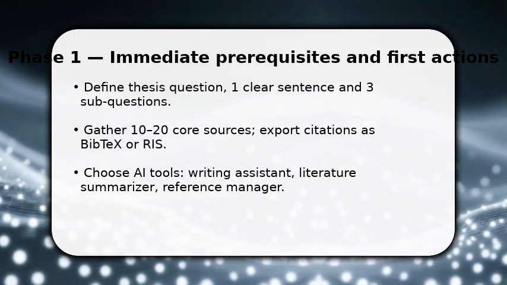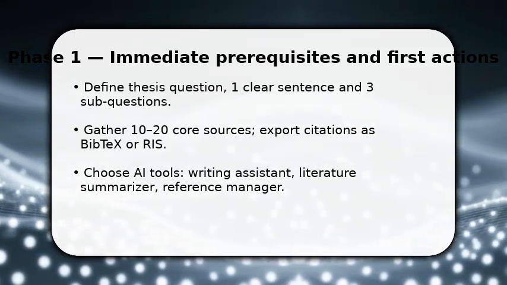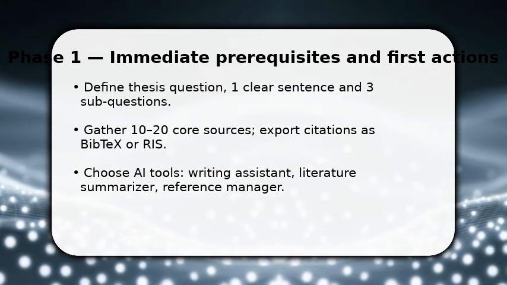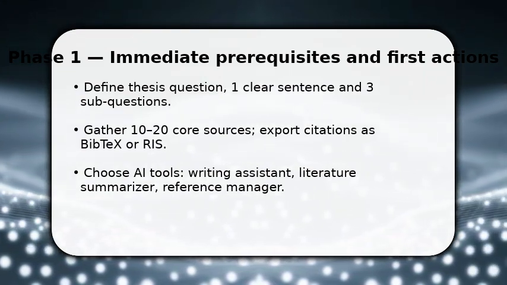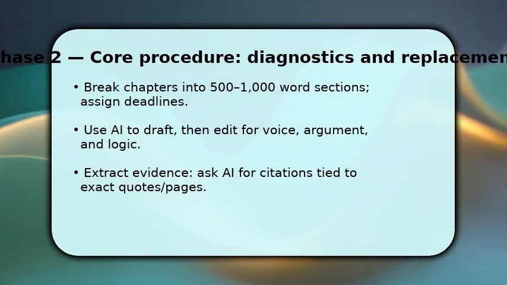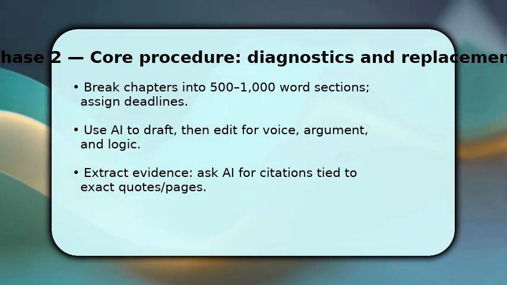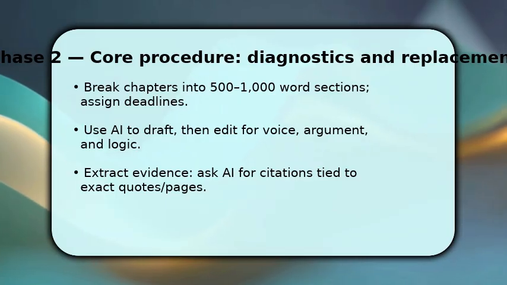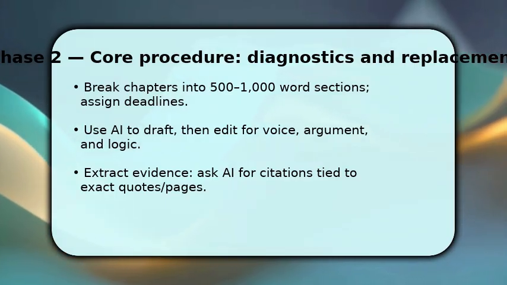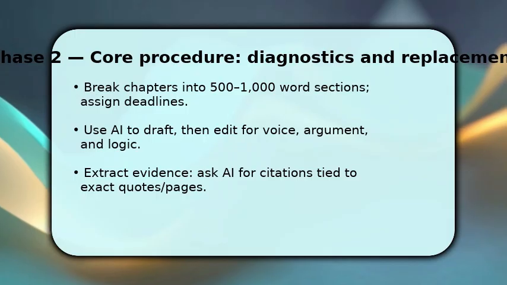Once done, prompt the AI with your question and 3 sub-questions to generate an initial outline you can refine. You now build each chapter from small, focused sections so momentum stays high. For each section, instruct the AI to draft with a target length and provide an explicit citation request. This saves searching later. After the draft, edit for argument flow, voice, and logical rigor.